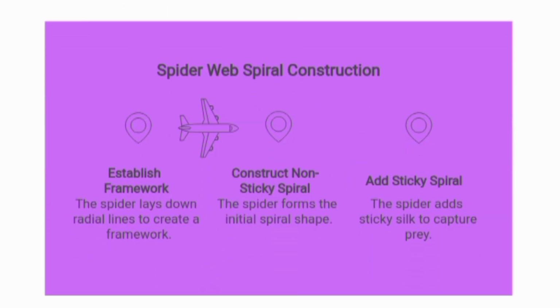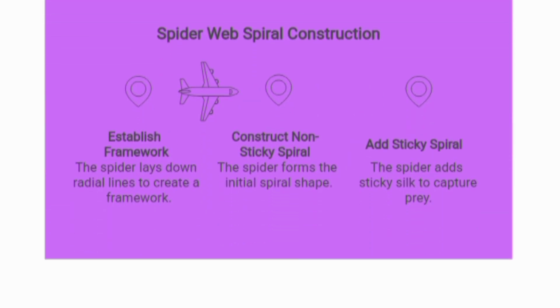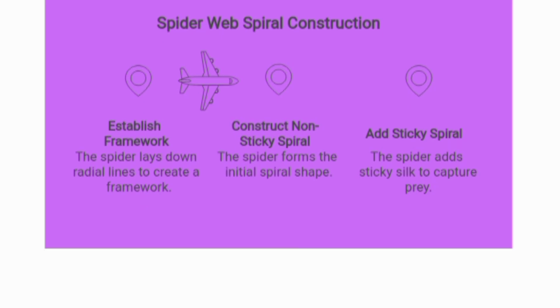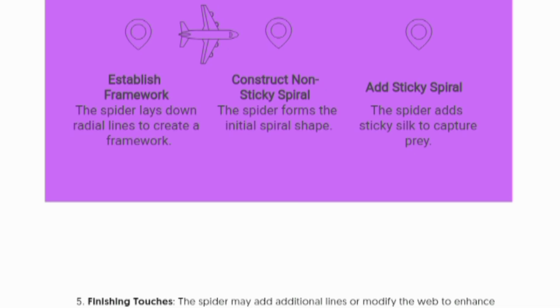Fifth is finishing touches. The spider may add additional lines or modify the web to enhance its effectiveness. This can include reinforcing weak parts or adjusting the spacing of the spiral.